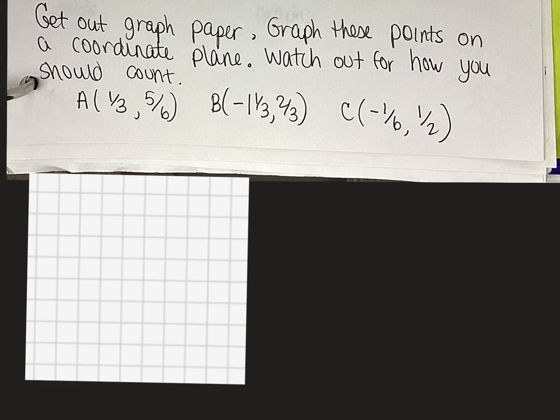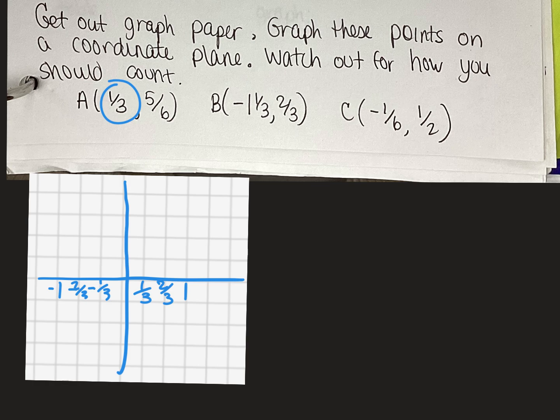Okay, so I'm going to graph A. So here we go. I've got this and I've got this. I've got my two lines. Now, since they have a funky number like a third and it's positive, I think I should count by 1/3. 1/3, 2/3, 3/3. I think I'll count by that, that will make it easier. Then look at my second number. I've got to count by sixths because I've got to go up to 5/6.